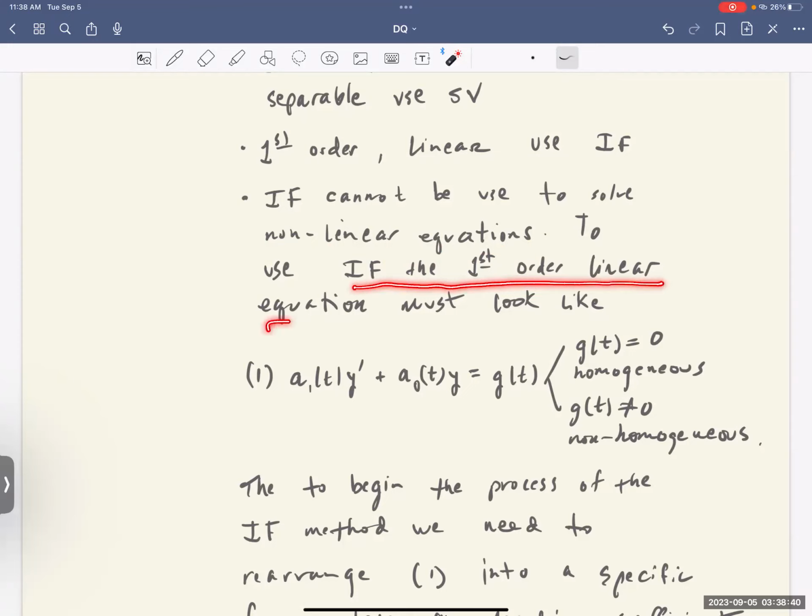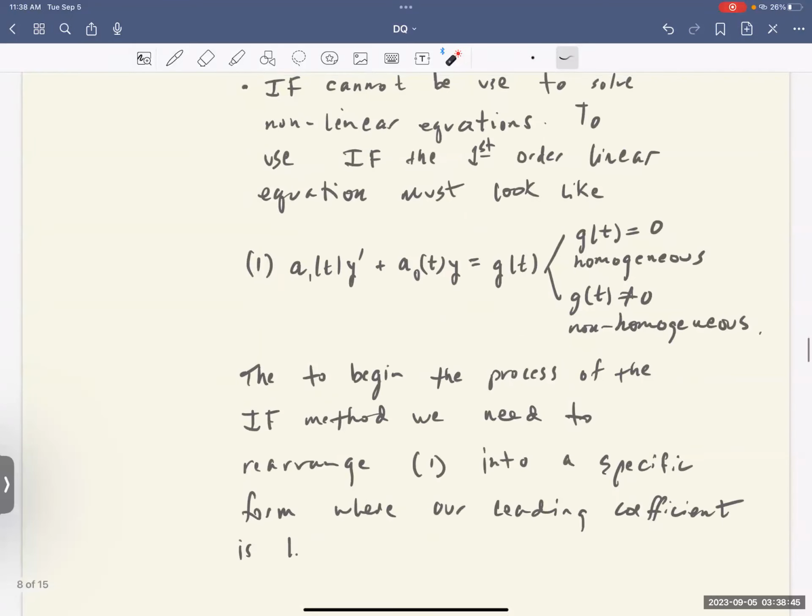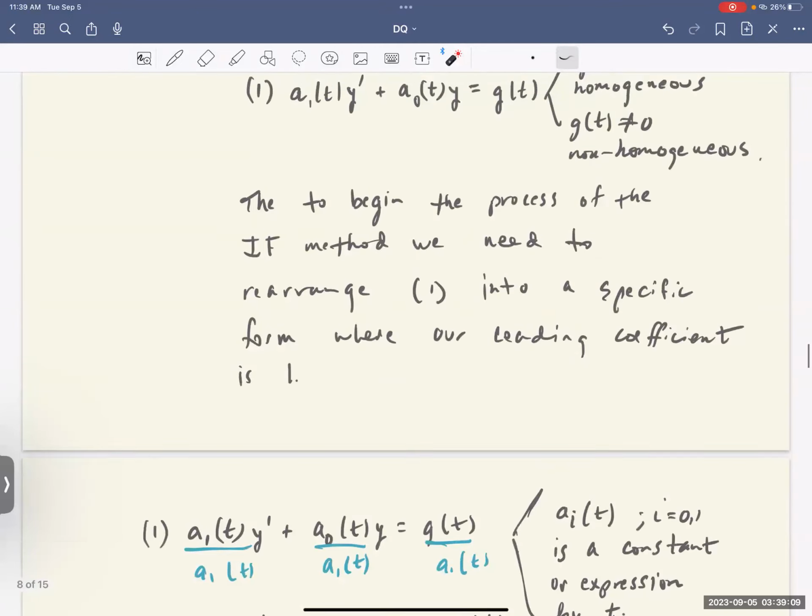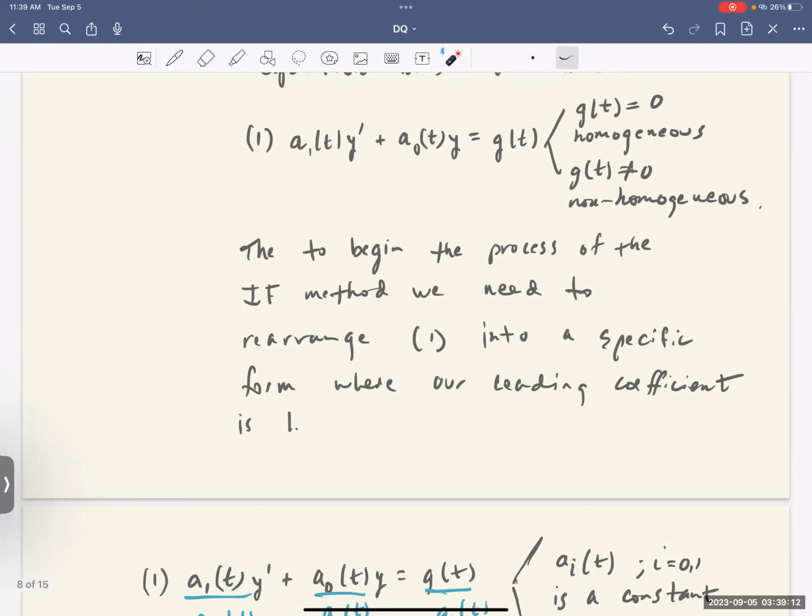So integrating factor can only be used on linear equations, and those equations need to look like this, where you have a coefficient on the y prime, coefficient on the y, and those coefficients need to be constants or depend at most on t, and then the right side, same thing, constant or depend at most on t. If the right side is equal to 0, then we call the whole equation homogeneous. If the right side is not 0, non-homogeneous. Then if we're going to use integrating factor, we need the leading coefficient to be a 1, so we're going to divide it into the whole equation.